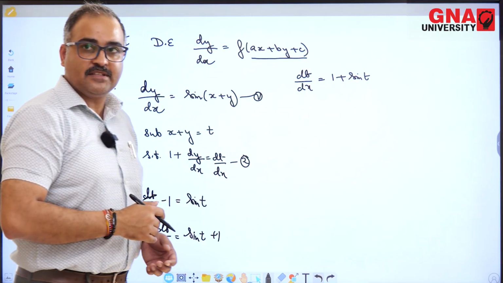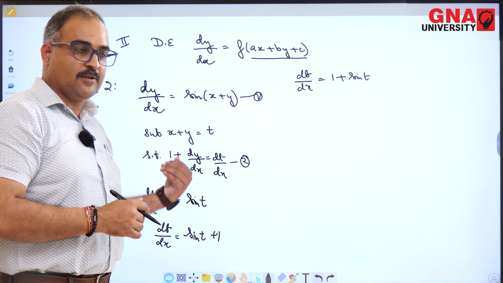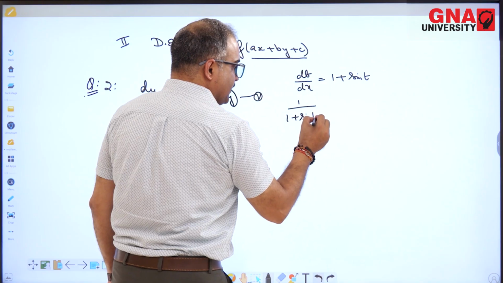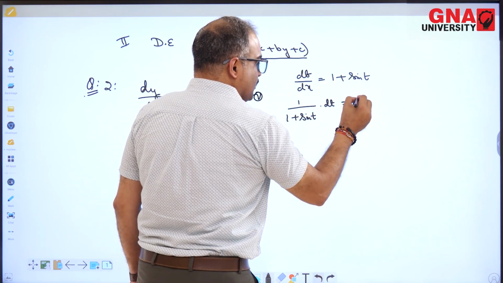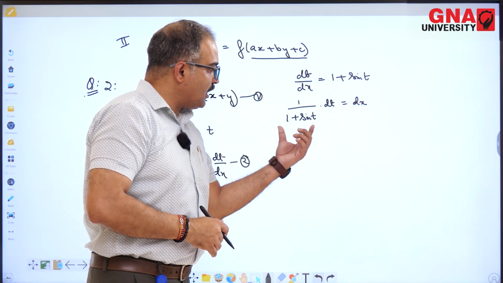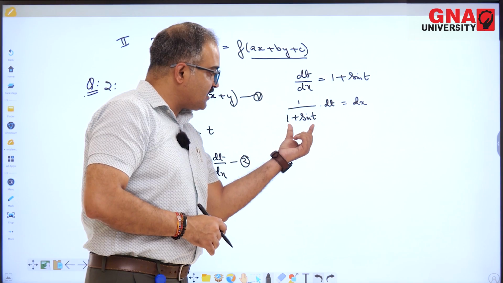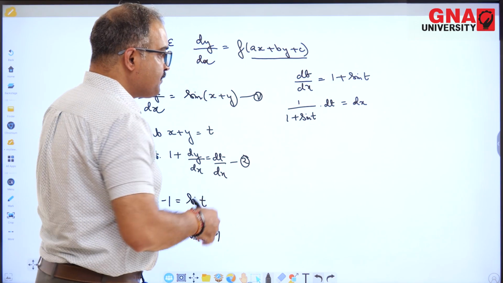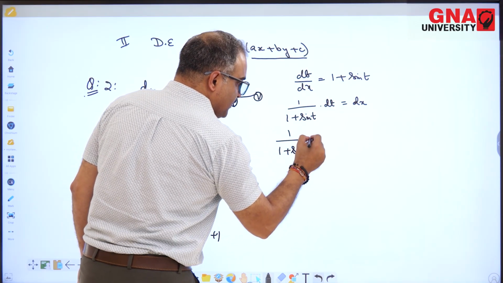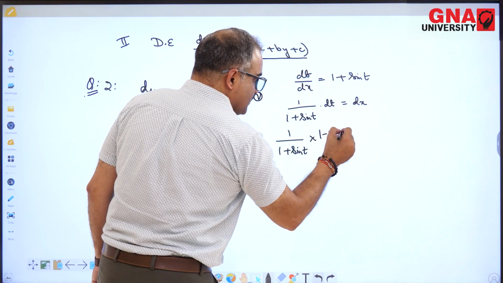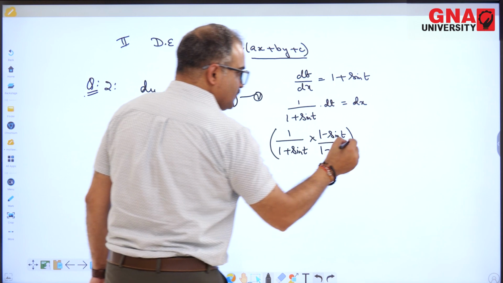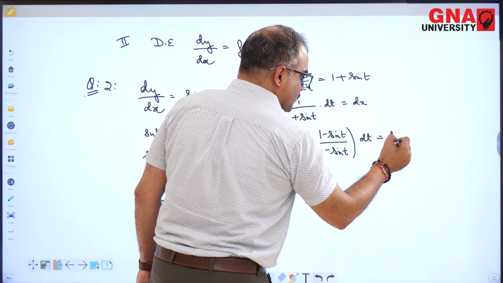Now I'll separate the variables. Take all the t variable on one side and the x variable on the other side. So it will be 1 over 1 plus sine t, dt, is equal to dx. Now I need to integrate this part, but before integrating, I must know how to integrate it. This can be integrated using the rationalization method: 1 over 1 plus sine t, into 1 minus sine t over 1 minus sine t, dt is equal to dx.